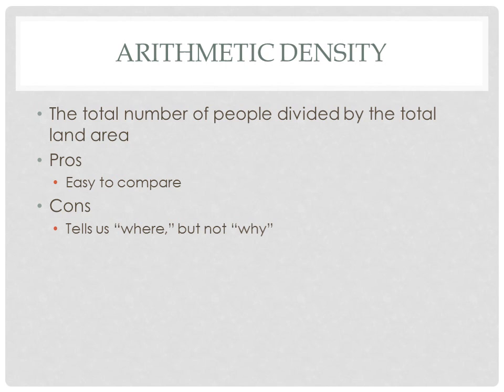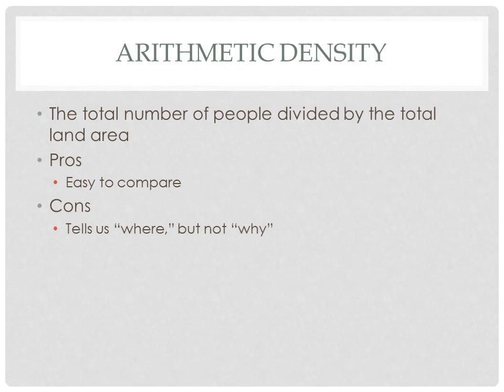Now, to be clear, arithmetic density, you might actually see it by a couple different names. So I want you guys to be aware of that, be ready for that. You may also see it as just crude population density or crude density. You may just see it as plain population density. And typically when somebody starts talking about population density, they're talking about arithmetic density. They're talking about the number of people compared to the total land area in a given place.